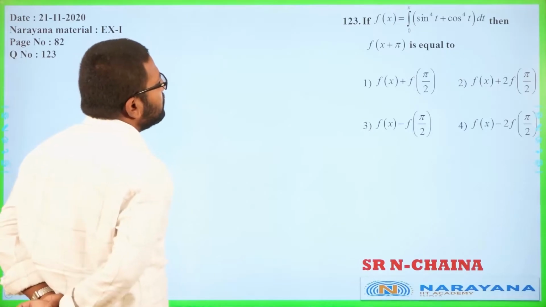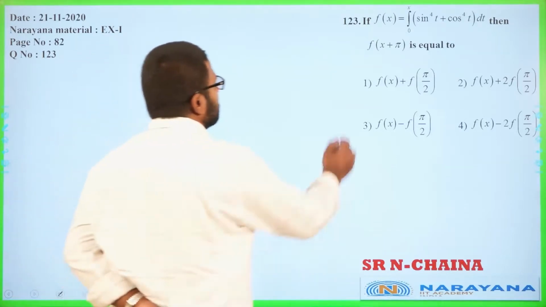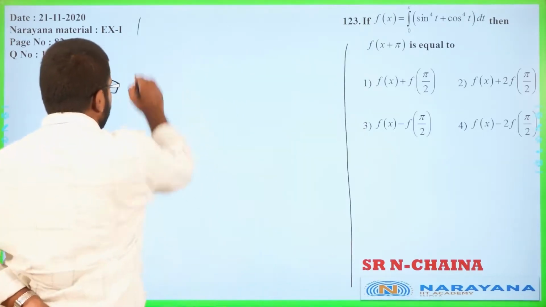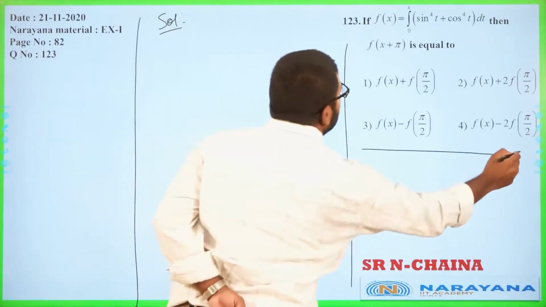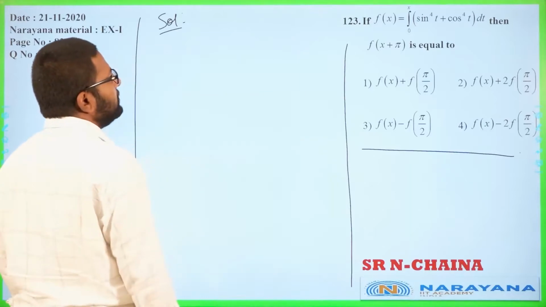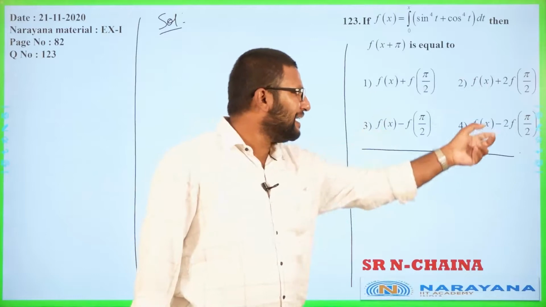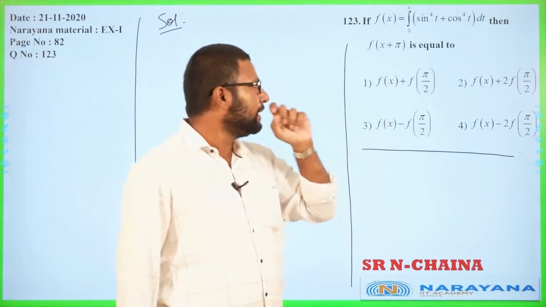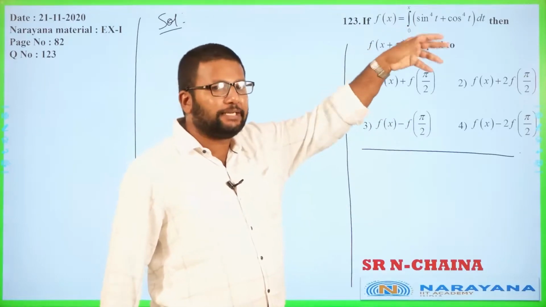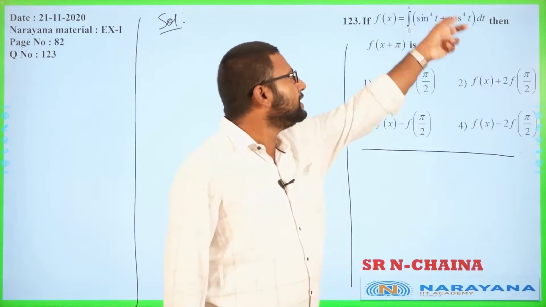If f(x) equals the integral from 0 to x of sin raised to 4t plus cos raised to 4t dt, then f of x plus pi is equal to what? Now observe carefully, they want us to answer in terms of f(x) and f of pi by 2, which means they are not expecting us to directly integrate it. So what is the significance of pi by 2 here for this function?